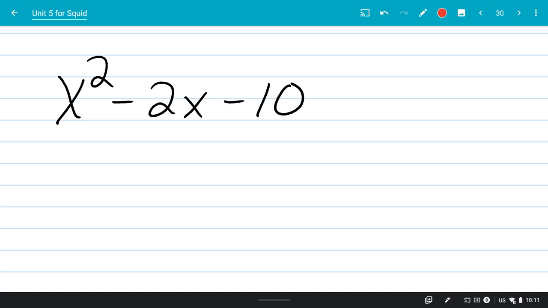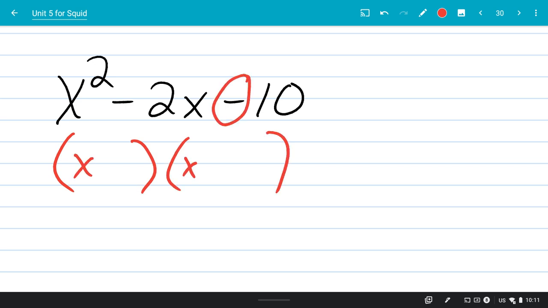Is there a GCF? No. Is there a leading coefficient? No. So, split the signs. Put an X in each. Signs are opposite. So a plus and a minus. List the factors of 10. 1 and 10, 2 and 5. Do any of those come together with opposite signs to get me a 2?